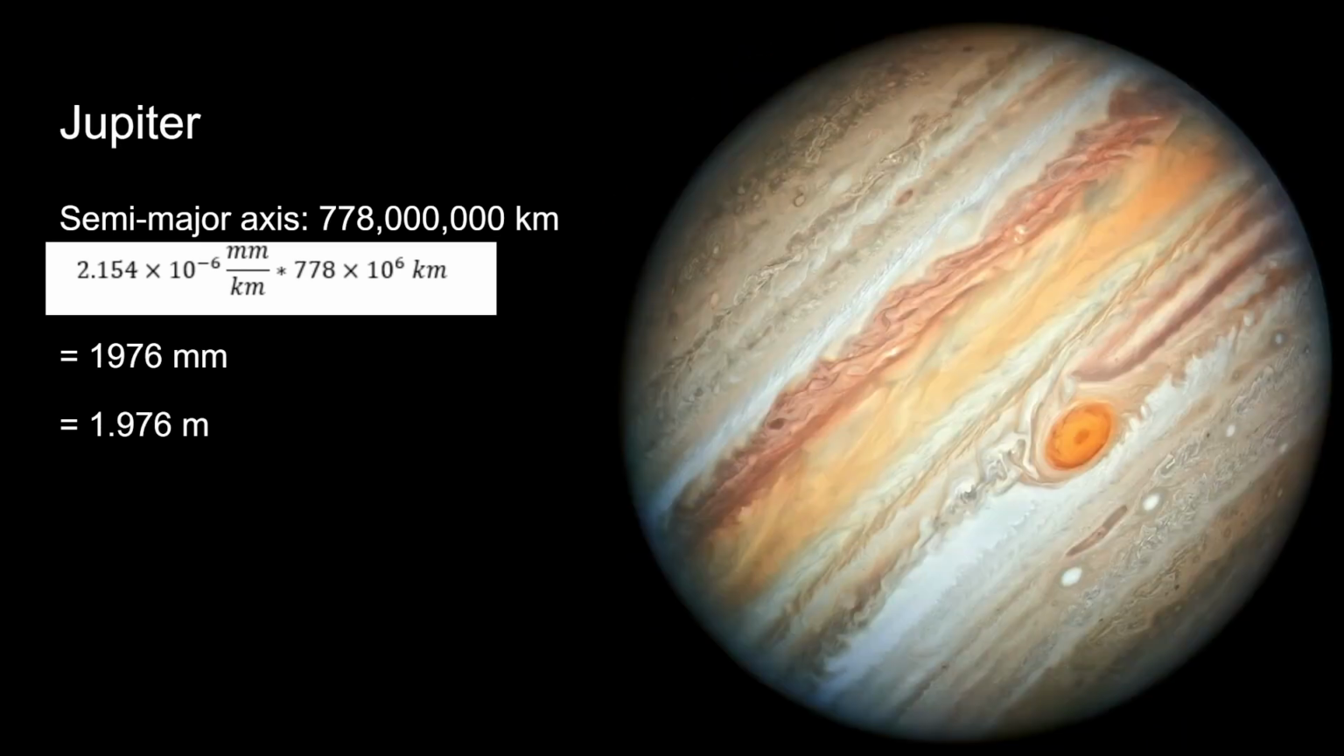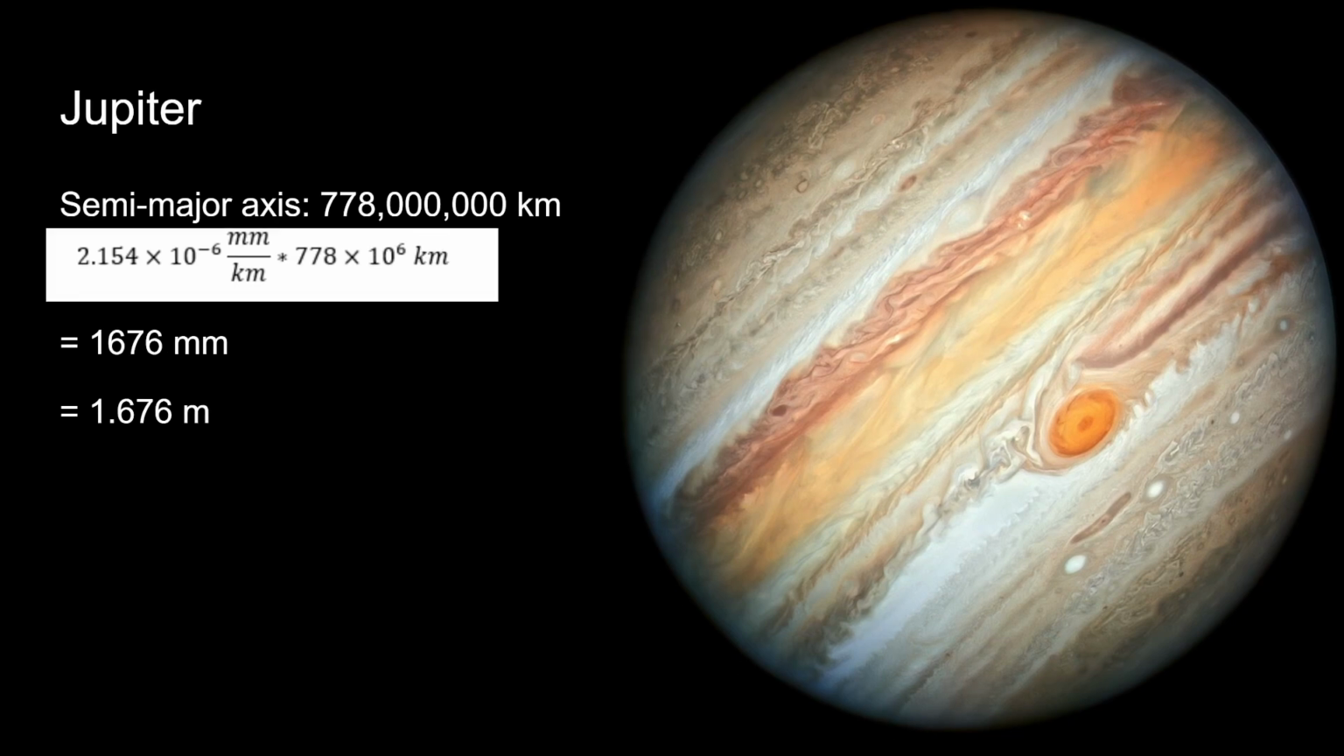So as you can see here with Jupiter, the semi-major axis is more than 3 times further than Mars, with a semi-major axis of 778 million kilometers. And when you do the math for this, you get 1.976 meters. So do you guys see why I made the scale the way I did?